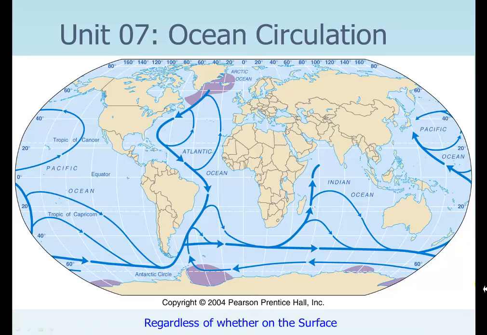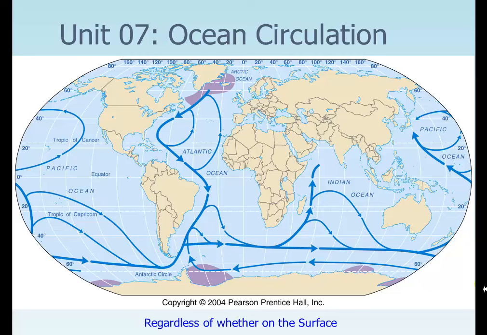Okay, welcome to Unit 7. This is our Oceanography 7A, and we're going to talk about basic ocean circulation and how we actually determine that the ocean actually is circulating. And here we have a map of the entire planet, and these are the surface currents, as well as showing you the purple areas where we actually get the formation of deep water currents.